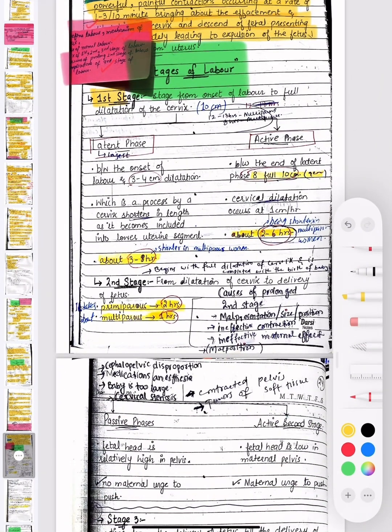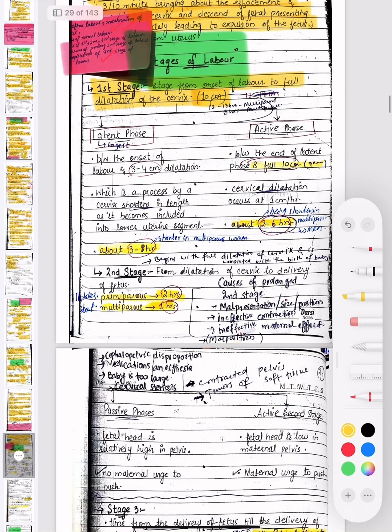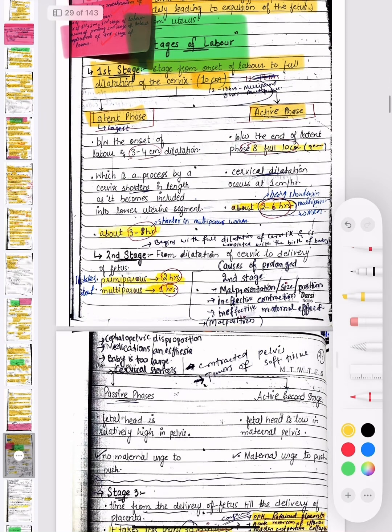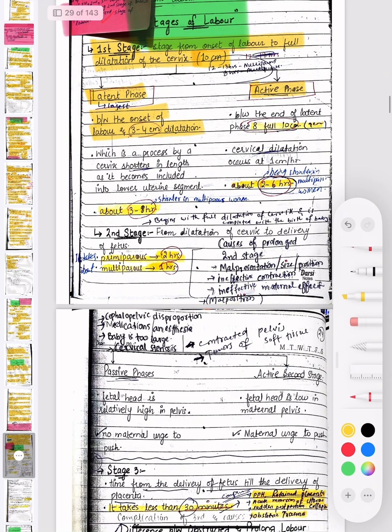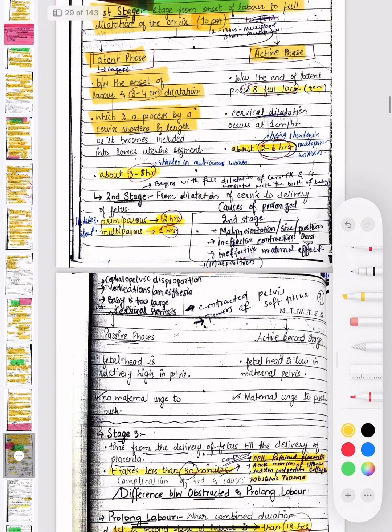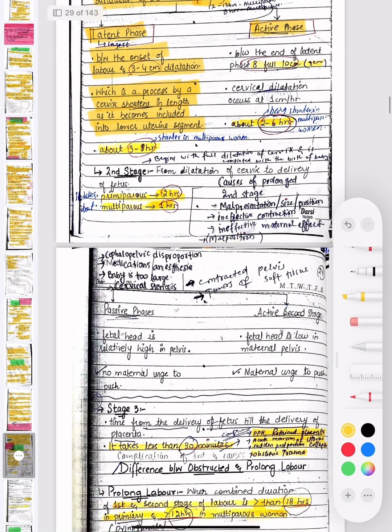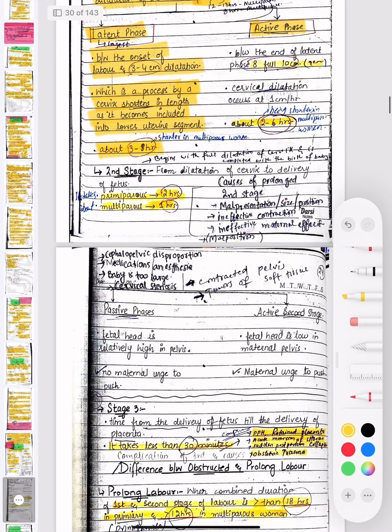Stages of labor. The first stage, from onset of labor to the full dilatation of the cervix, is the first stage of labor. Full dilatation is 10 centimeters. Now we have a latent phase and an active phase in the first stage of labor. The latent phase is between the onset of labor and 3 to 4 centimeter dilatation, and it is a process by which the cervix shortens in length and becomes incorporated into the lower uterine segment. It lasts about 3 to 8 hours.